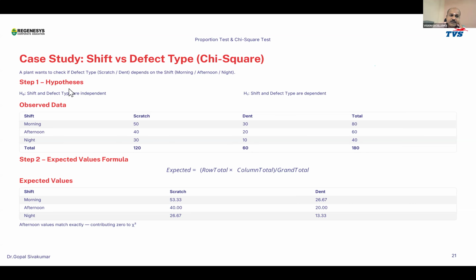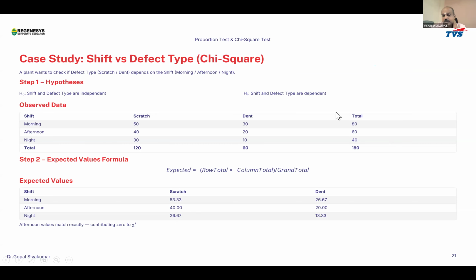What is the second one? Afternoon and then the night. Number of dents expected in the morning, afternoon, night shift is here. Are you clear with the expected values, all of you? Yes, sir. What is the formula we use? Row total into column total divided by grand total. But we have to first develop a tabular column like this.